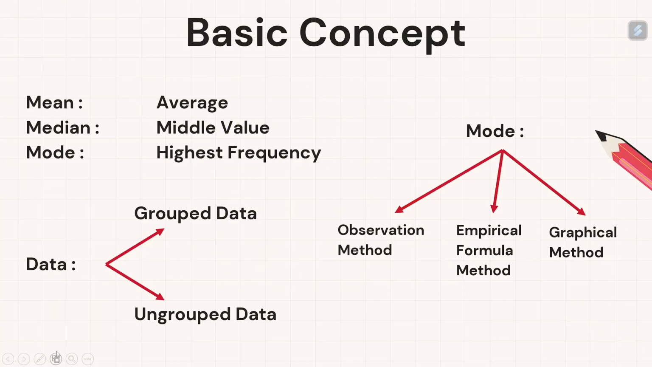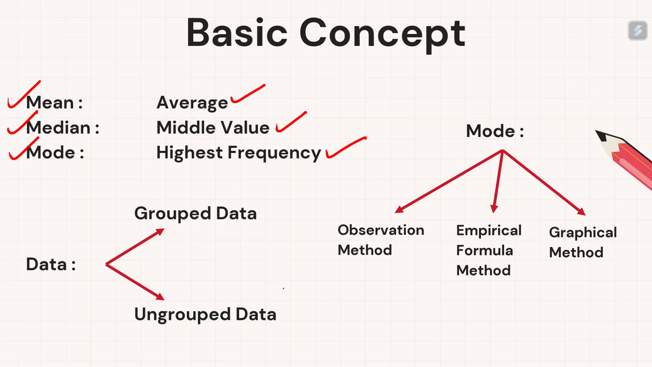First of all, let us see the basic concepts. In the data handling chapter, when we talk about central tendency, we have three kinds of central tendency: the mean, median and mode. Mean means average of all the data. Median means middle value, the data that comes in the middle of all the given data. And mode means the data that is having the highest frequency.